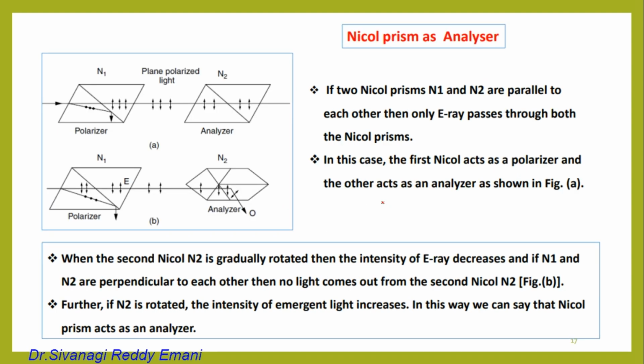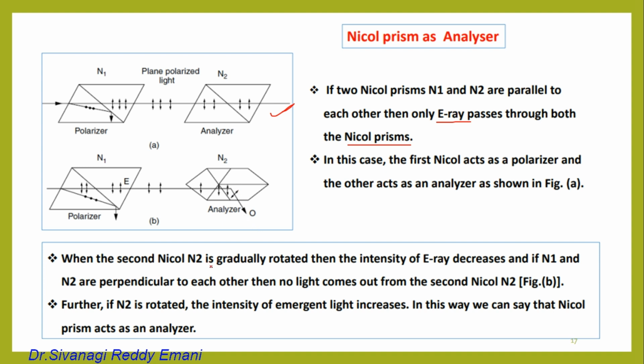Now, in order to identify whether the light is polarized or not, we have to take another Nicol prism. Whenever we keep the two Nicol prisms parallel to each other, the extraordinary ray passes through both Nicol prisms. We can see here in image A. In the second case, if we rotate it, this will differ and the ordinary ray won't pass through it.